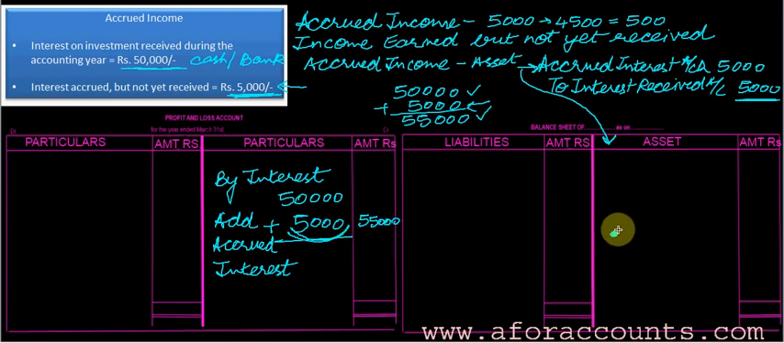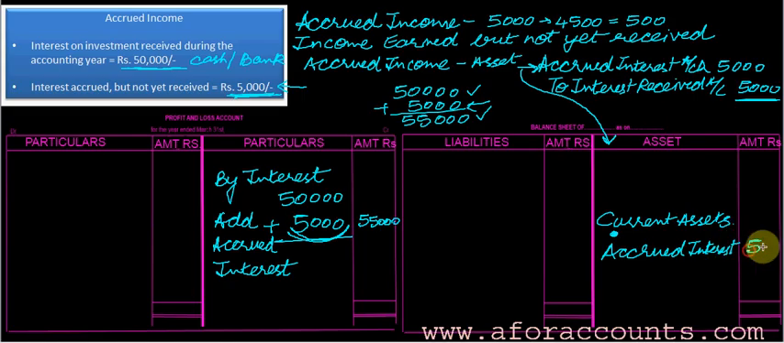and in the asset side, in the current assets, I will say accrued interest 5,000. I will receive it in near future. So the last entry is now pending. Let's go to that.